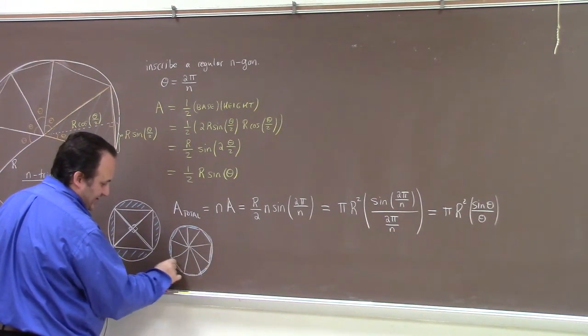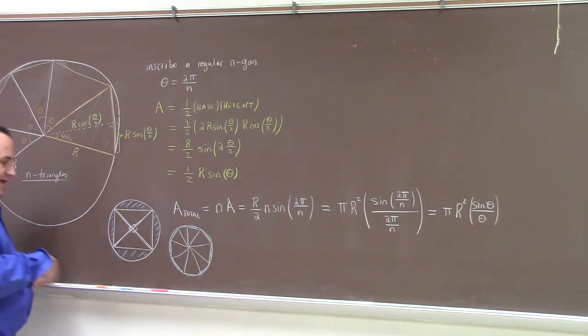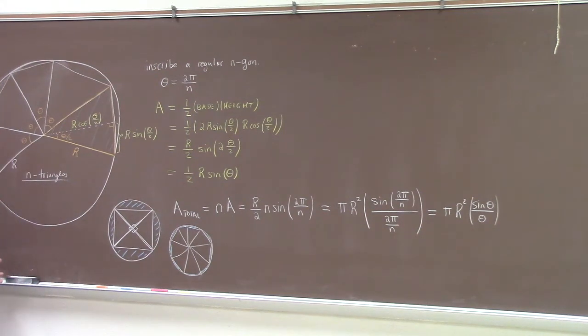So the error in using an 8-gon versus a 4-gon to approximate the area of a circle, we're much improved, right? So if we take the limit as n goes to infinity, that should give us the actual area, right? It's the same idea as the Riemann integral. Taking the number of approximating rectangles to infinity gives us the exact area.